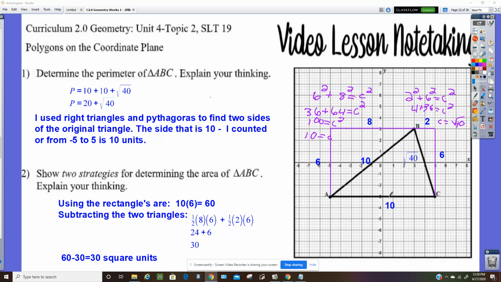So the other way would just be, say, this base is 10, this height is 6, multiply those two together, 10 times 6, and divide by 2, and you would get 30 that way also.